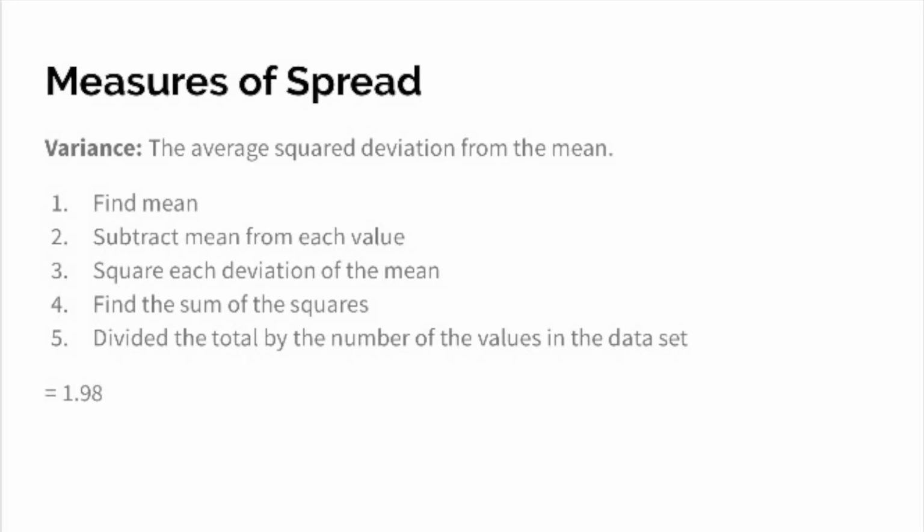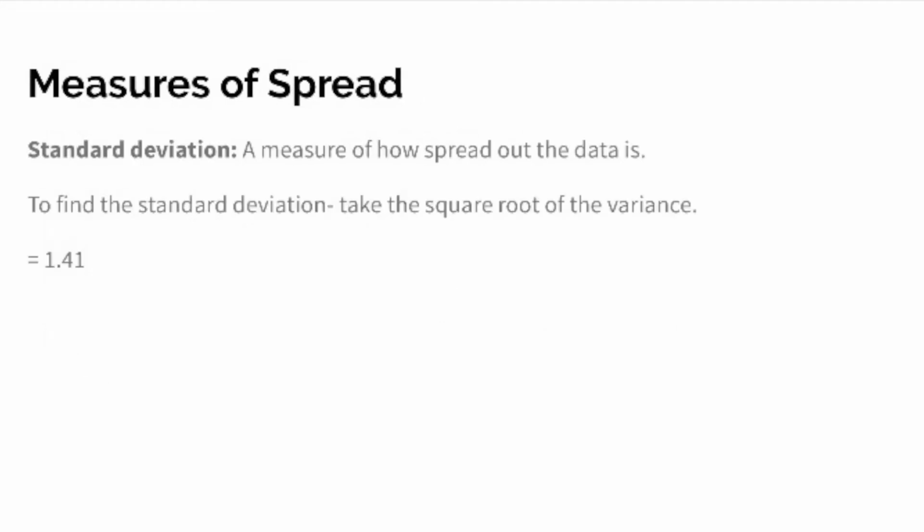For our next measure of spread, we calculated the variance, which is the average square deviation from the mean. First, to find the variance, you have to calculate the mean, and then you subtract the mean from each value. You have to square each deviation of the mean, and then add those squares, divided by the total number of the values in the data set. We got 1.98. The standard deviation is a measure of how spread out our data is, and to find it, you take the square root of the variance. Our standard deviation came out to 1.41.